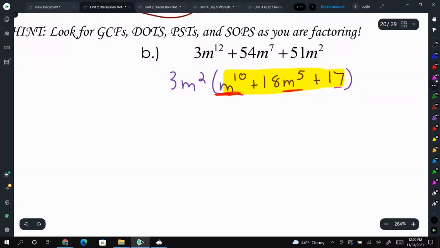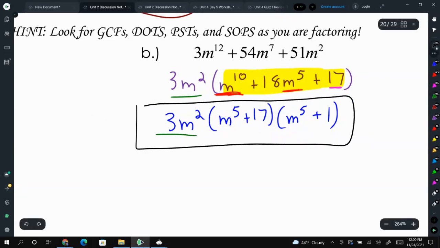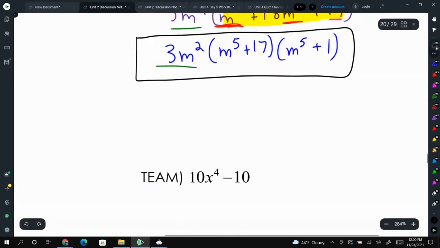So let's think about what two numbers multiply to positive 17 but add to 18. Well, that's going to be 17 and 1. So this is going to be our factored form. M to the 5th plus 17 and m to the 5th plus 1. But of course, don't forget about that 3m squared in the front that we factored out at the beginning. So this would be our final answer.